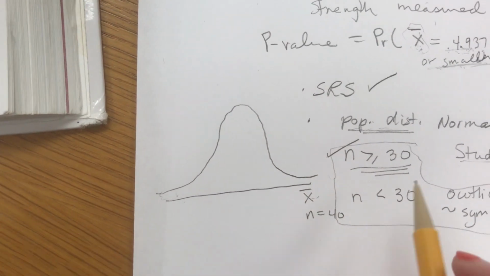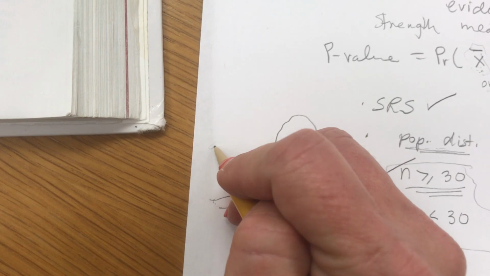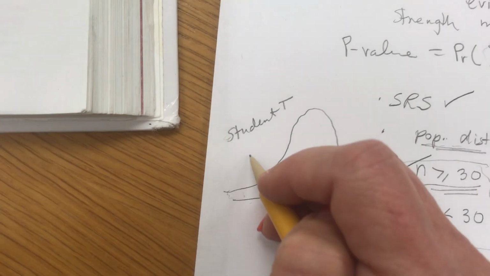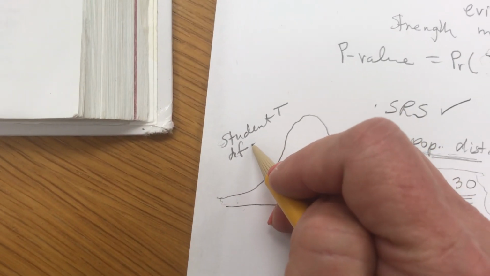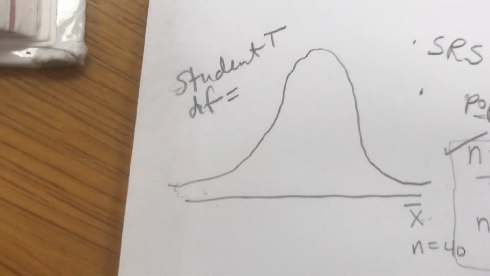Now student T's vary. The larger the sample, the more normal this becomes. So I always write down what the name of this is. Student T to help me out. Now it changes as the sample size changes, and that's called our degrees of freedom. It's dependency of the variables upon each other.